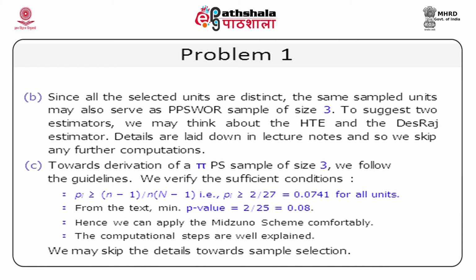Now, from the given data in the text, we find that the minimum p value is 0.08, therefore, the condition is satisfied. We can comfortably apply the Mizuno scheme and draw a sample of size 3. The scheme says the first unit has to be drawn differently, the other 2 units by simple random sampling without replacement. The computational steps have been well explained in the text, so you can take it up, and once you have the sample, then you can work out the estimates and the detailed things.